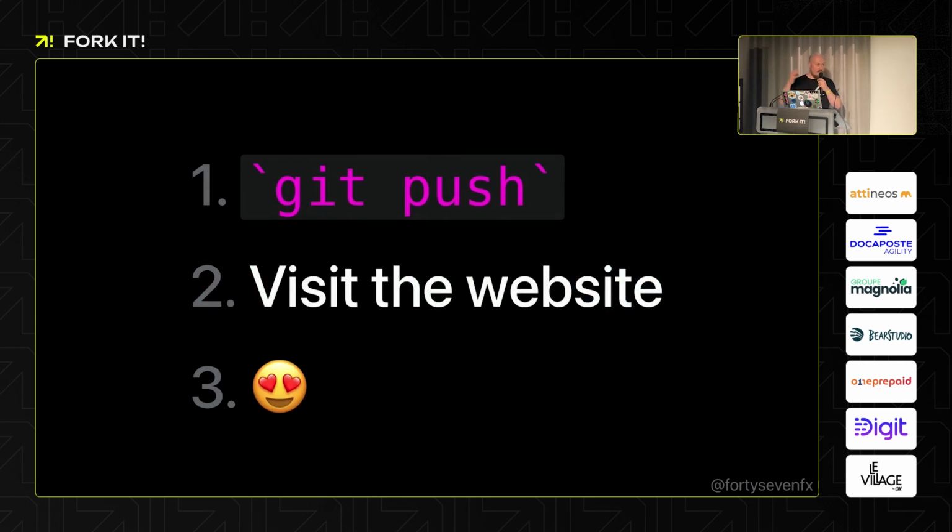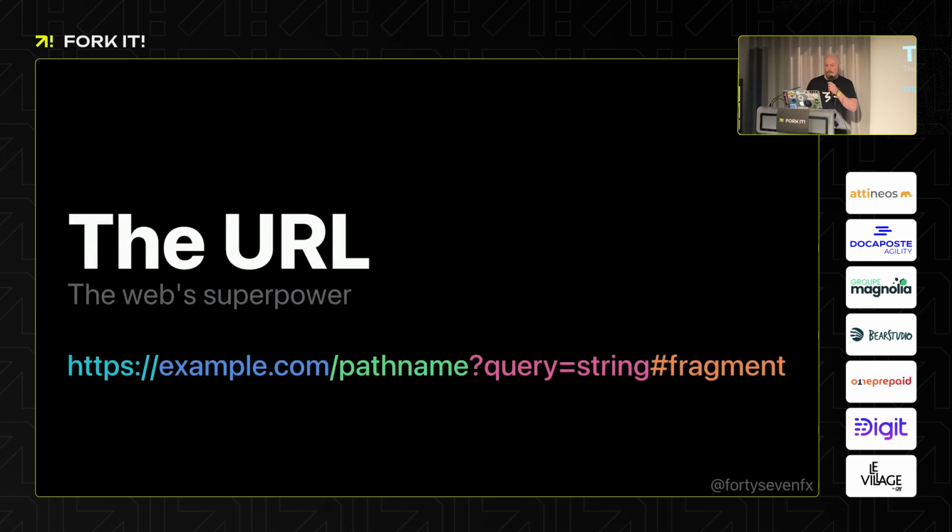I could git push my code, and a server somewhere on the web would build it for me, and I could access it instantly. There is no gatekeeping system like an app store between me pushing the code and accessing it directly. And this is the beauty of the web, and it boils down, I think, to one thing. The web has a superpower, the URL.